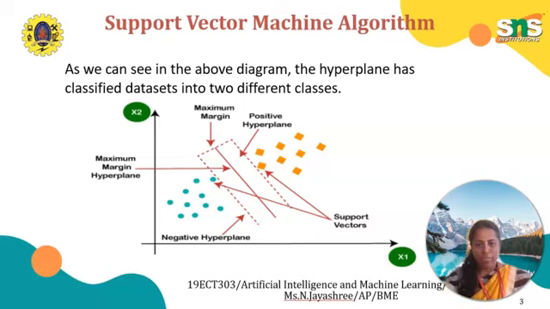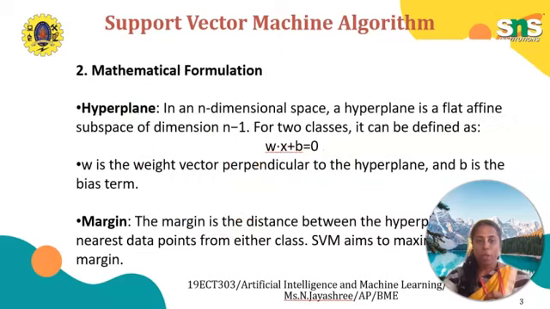The orange lines and the green points show the support vectors. These are nothing but the support vectors. Here is the maximum margin, and here is the maximum margin hyperplane. If a point is above the threshold, it is in the positive hyperplane. If it is below the threshold, it is in the negative hyperplane. Let us see how it works.